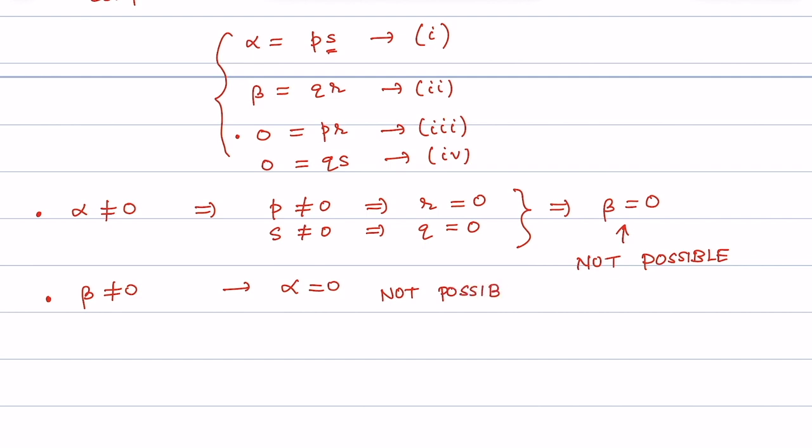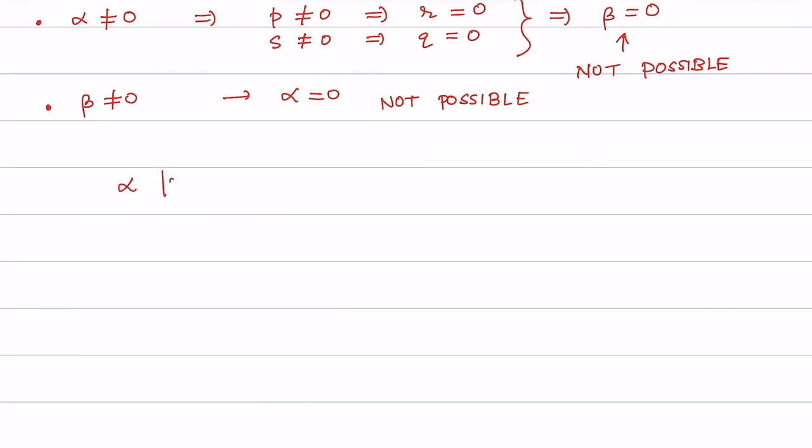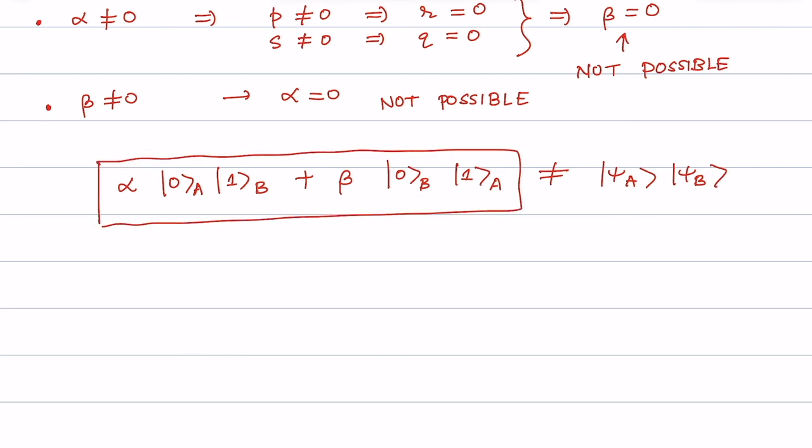Therefore, we can conclude that we cannot express this state, alpha 0A 1B plus beta 0B 1A, this particular quantum state, as a product state of the individual systems psi A psi B. We cannot do that, and therefore this particular state that we are considering here is an entangled state, purely because we cannot represent it as per the definition. We cannot write it as a product state of the individual constituents or subsystems. So this is an entangled state.